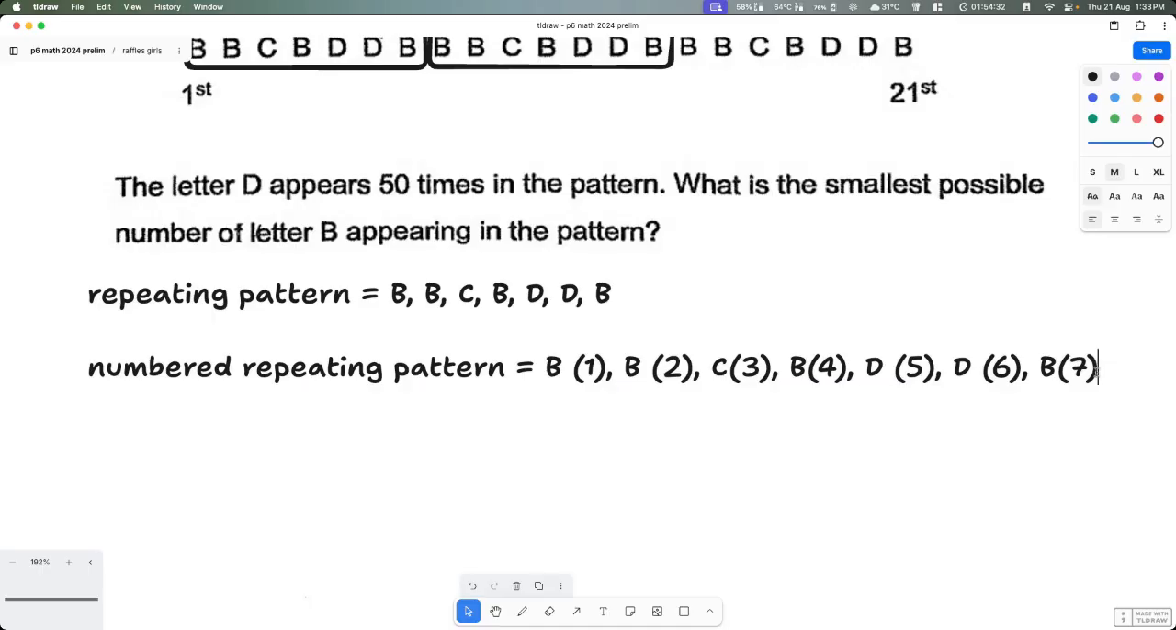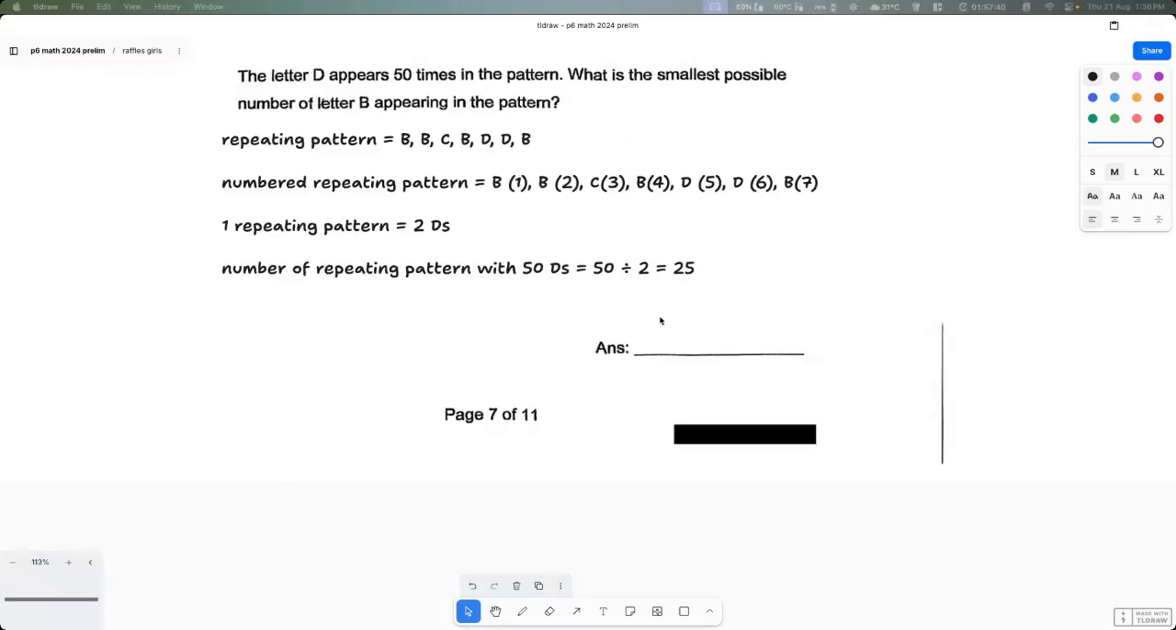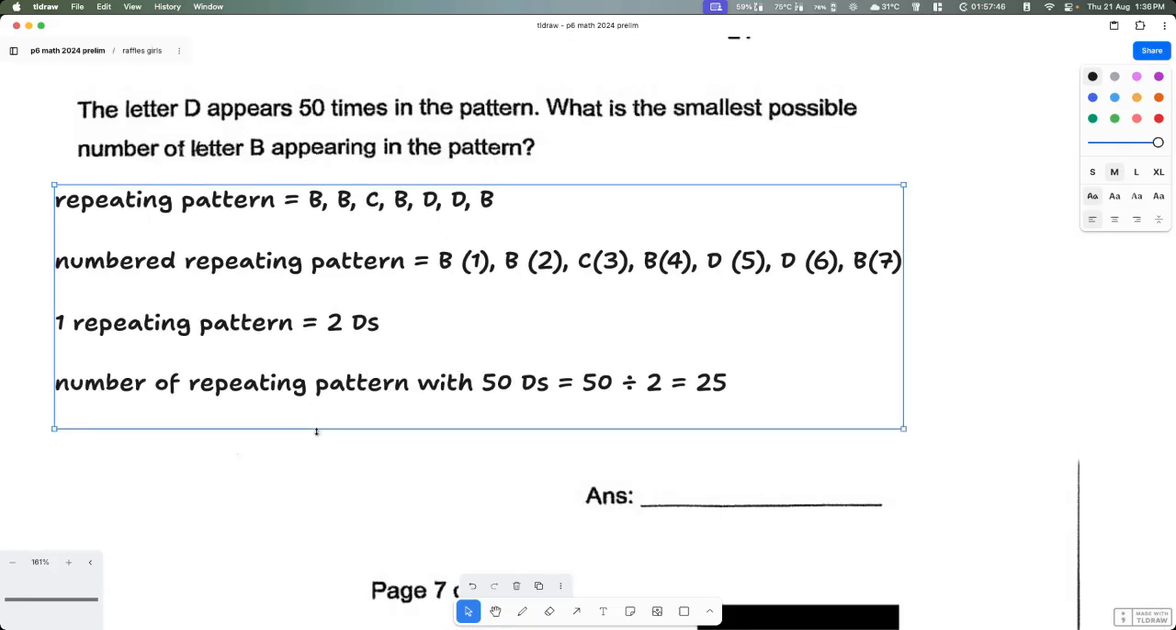Okay, so one repeating pattern has two Ds. So the number of repeating patterns with 50 Ds is basically equal to 50 divided by 2, which is 25. So 25 repeating patterns.